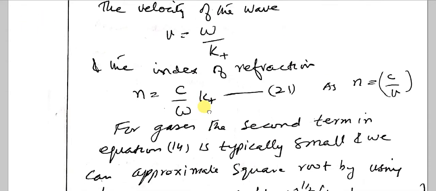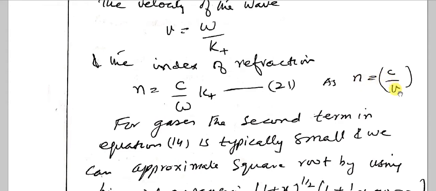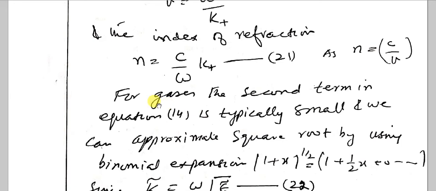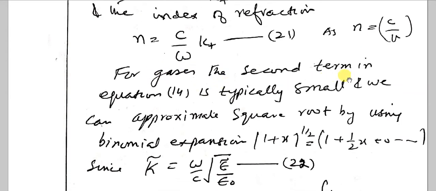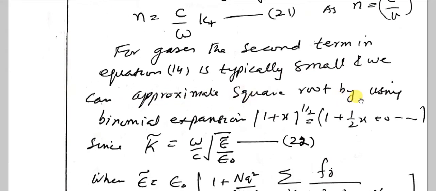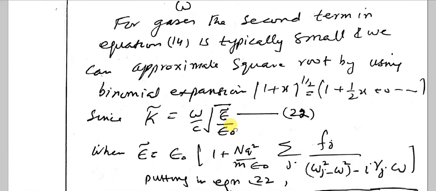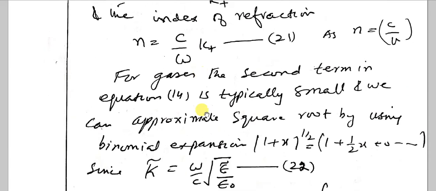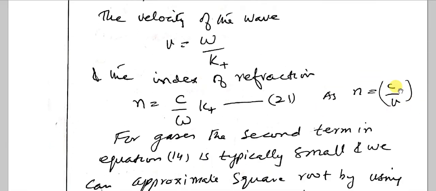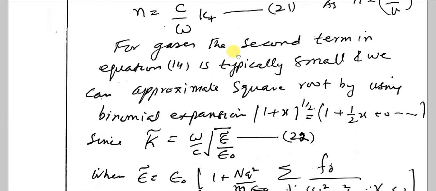For gases, the second term in equation 14 is typically small, and we can approximate the square root by using the binomial expansion, (1 plus x) raised to the power 1 by 2, which is approximately 1 plus x over 2. Since k is equal to omega by c times the square root of epsilon over epsilon naught, from the above we have n equal to c by v, and v equal to omega over k plus, so we can get k plus from here, as omega by c times the square root of epsilon over epsilon naught.